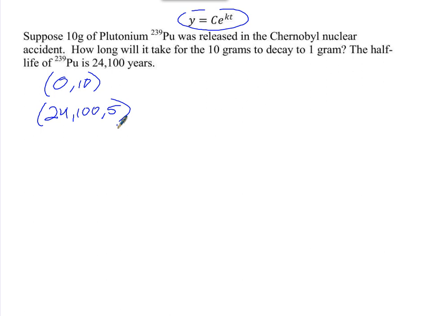Plug in what? Good, that's the easier looking one. So what do I write? Okay, K0 is, K times 0 is 0, so e to the 0 is 1, so C times 1 is 10 equals C. Fairly easy to come up with there. Before I go on, what do you notice about C?